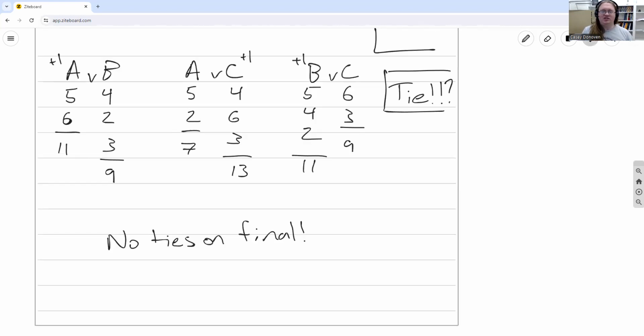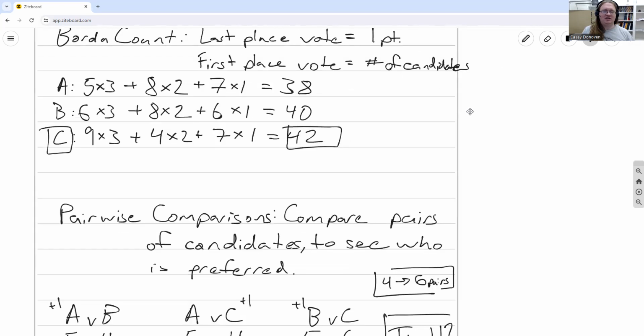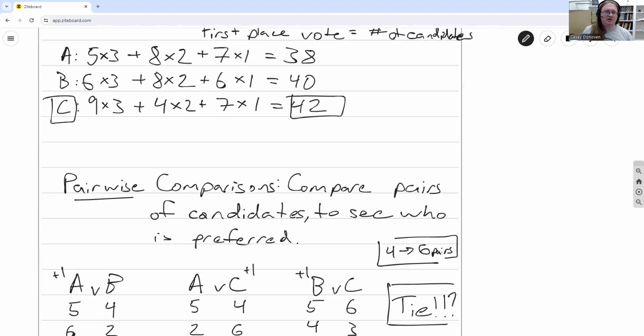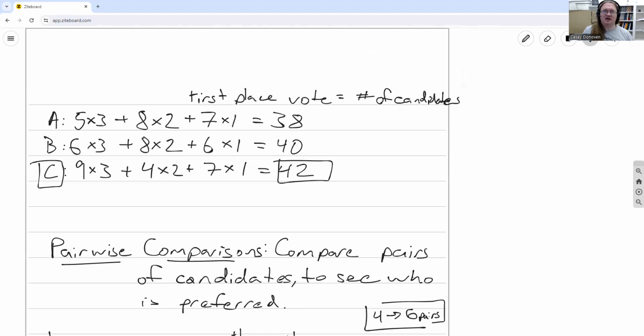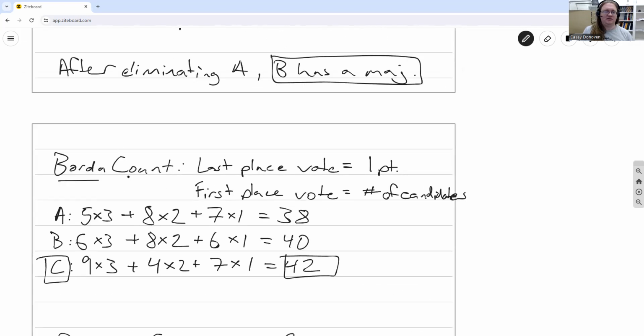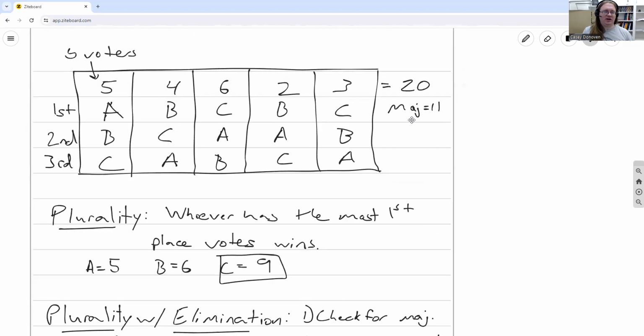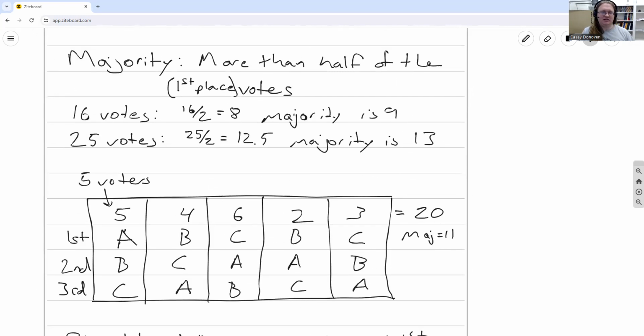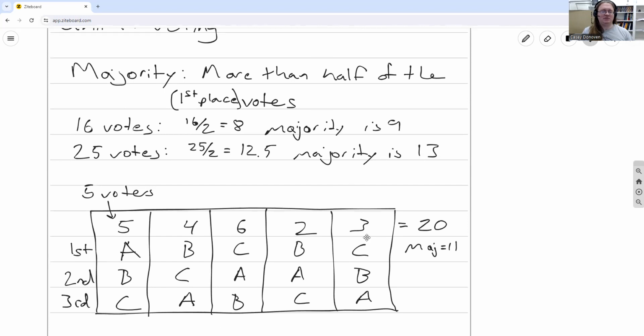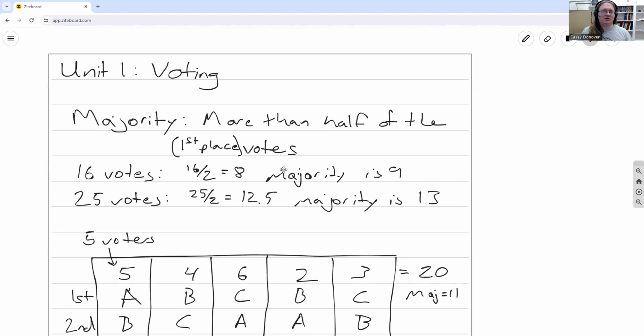So what do you need to know for the final exam? You need to know all 4 methods of ranked choice voting: plurality, plurality with elimination, Borda count, and pairwise comparison. You need to be able to read a table in order to carry out those methods. And some of those methods involve a majority. So you should know how to find a majority. There will be no weighted voting system and no fairness criteria on the final exam.